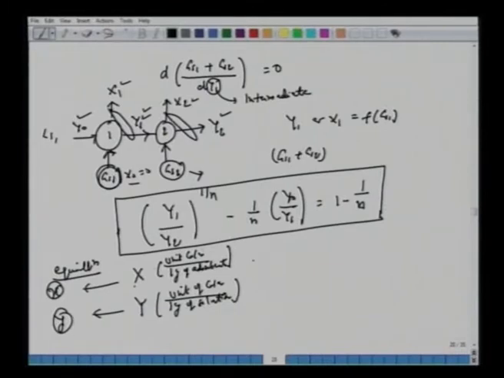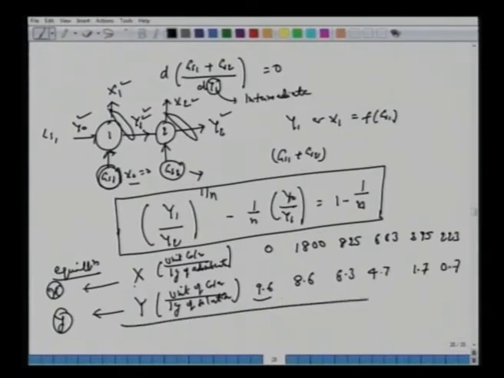So we did this exercise in the previous class. We have now the numbers here: 1800, 825, 663, 395, 223, and corresponding to this we have 9.6, that's your starting material, then 8.6. These are all equilibrium values: 6.3, 4.3, 1.7, and 0.7. So these data are given to us. All we do is substitute in these equations.